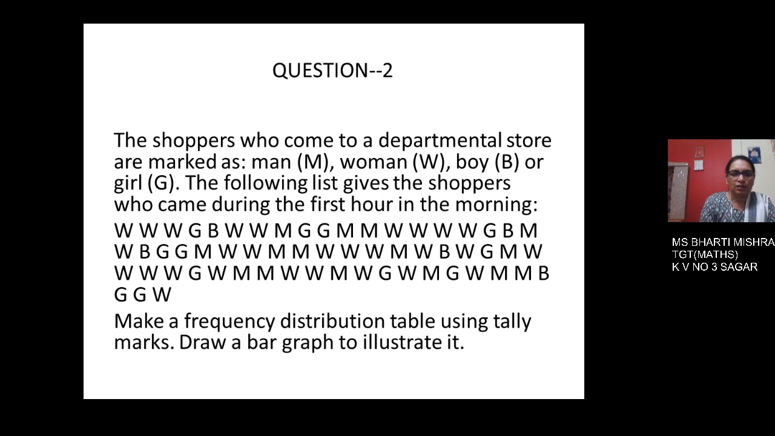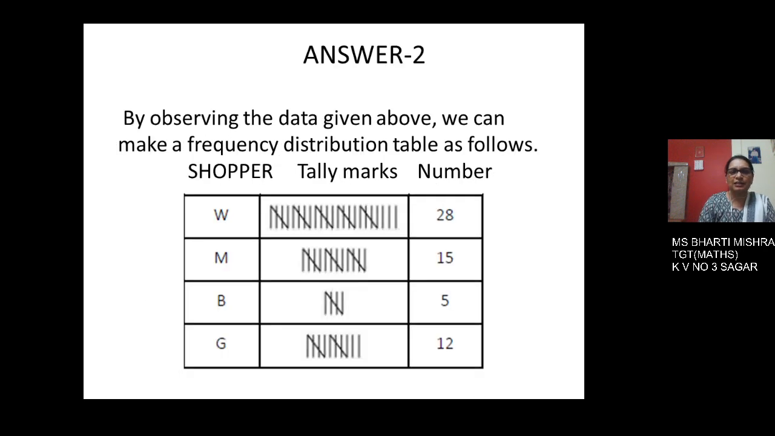So what you will do is make tallies, and I told you previously also, a tally is a group of 5 which will help you in counting the numbers entered below. So there can be two methods. One is one by one. For example, we will make a table with 3 columns, that is, shopper, tally marks and number, as vertical lines, and in the horizontal direction we will have 4 rows. The 4 rows are: W for woman, M for man, B for boys and G for girls.